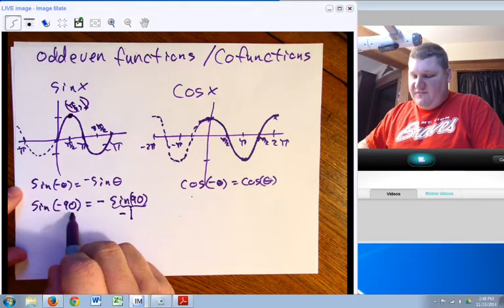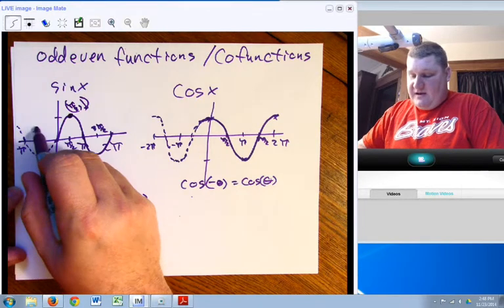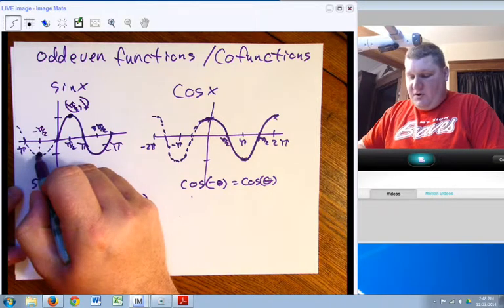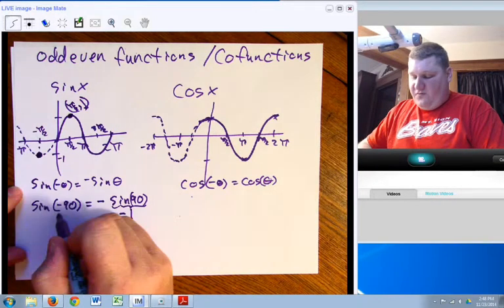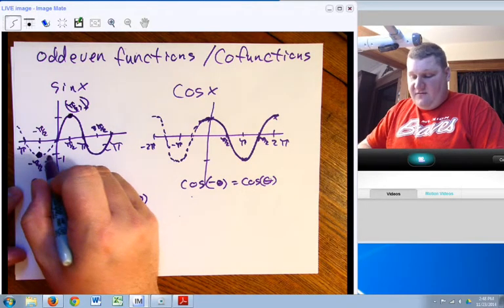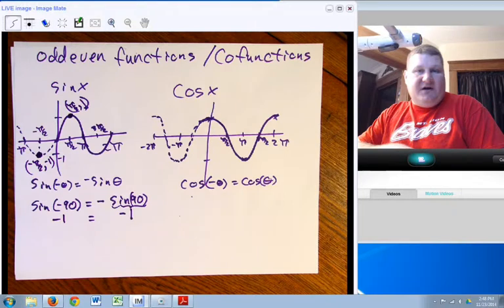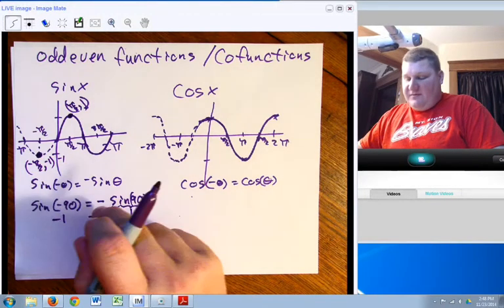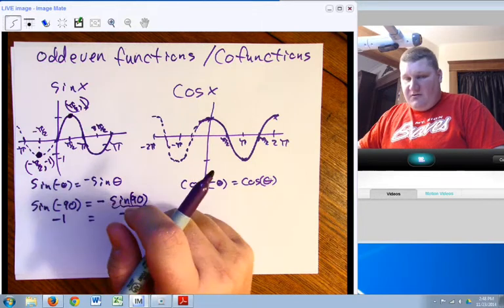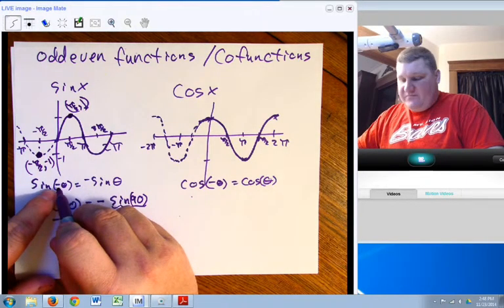Sine of negative 90. Well, there's pi, so that's 180. Negative pi over 2 is going to be right here. You go down and lo and behold, negative 1 is the value. It's negative pi over 2 comma negative 1. And so in this case, negative 1 equals negative 1, and it's true. This happens because sine is an odd function. Alright, it's an odd function. So the negative that's inside can come outside.